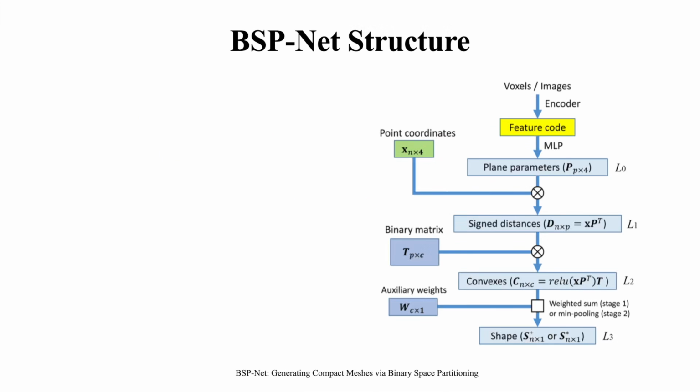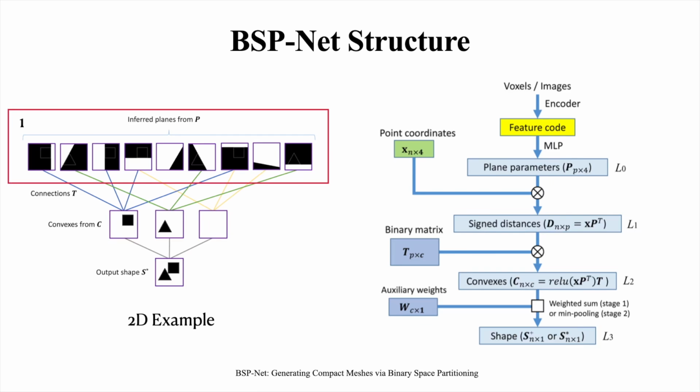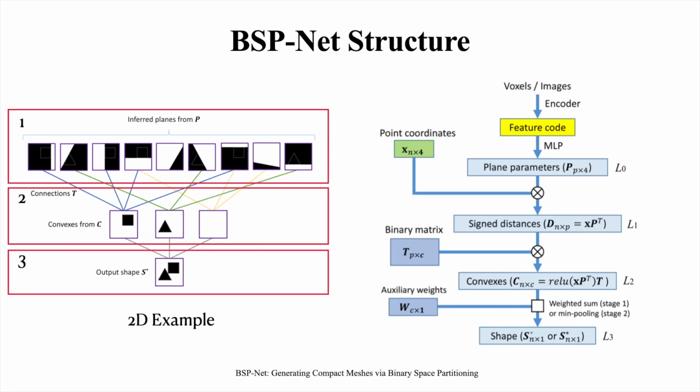This is the structure of the BSP net. Its structure can be divided into three modules in terms of functionalities. The authors of the paper used this 2D example to explain those different modules. The first module will learn different lines in the plane. Then the second module puts those learned lines together into different convex sets. Finally, the third module groups those convex sets into the final output shape.